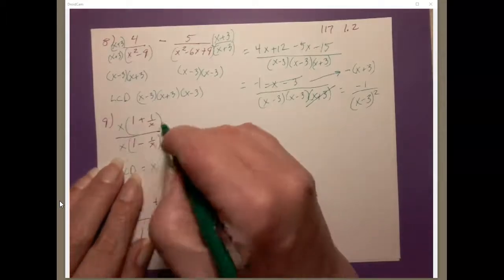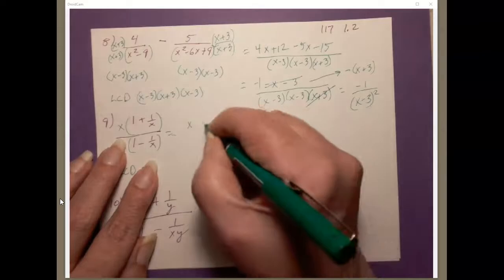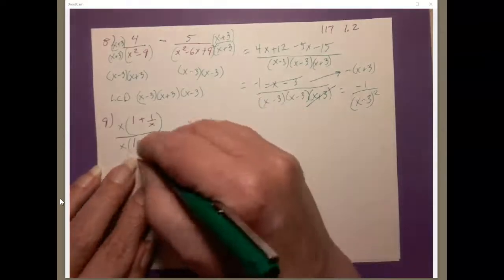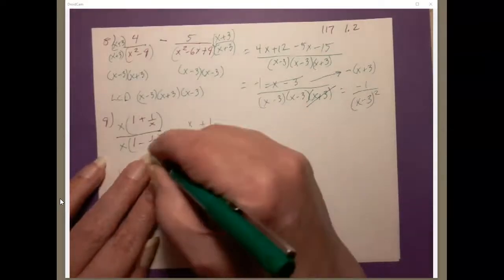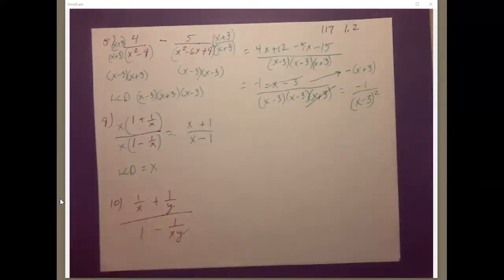So now I'll distribute this, and I'll end up with x times 1 gives me x. x times 1 over x is just 1. x times 1 gives me x minus x times 1 over x is 1. And that's as reduced as this gets. That's all you have to do there.